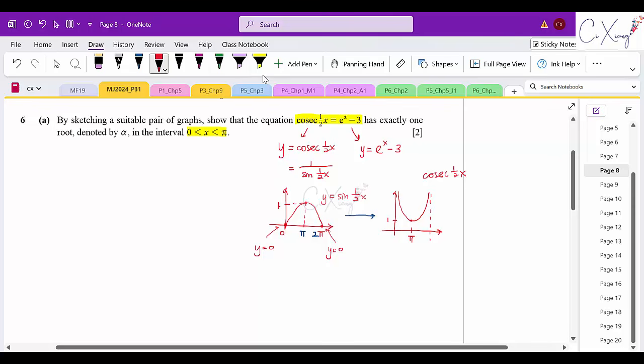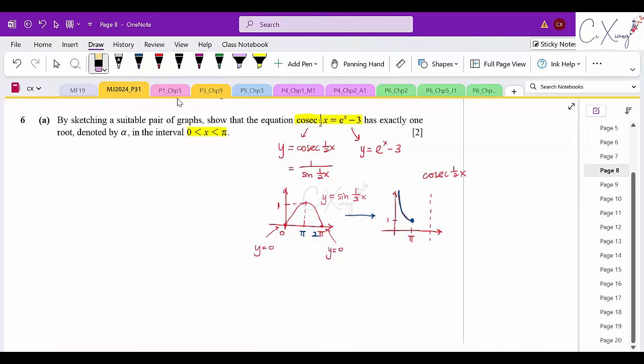Okay, therefore, if I further look at the domain that they want us to sketch, we are only concerned about 0 until pi. So that means eventually I only consider this part of the graph in my solution. Okay, so this is how we sketch y equals cosecant half x. This is a small technique that you might need to know to sketch those reciprocal functions.